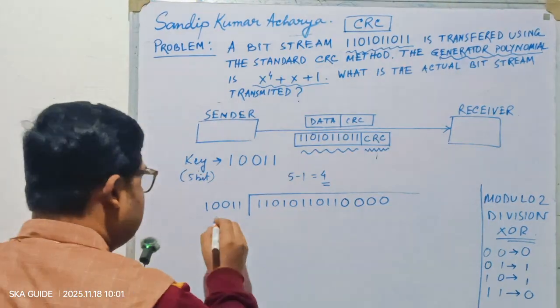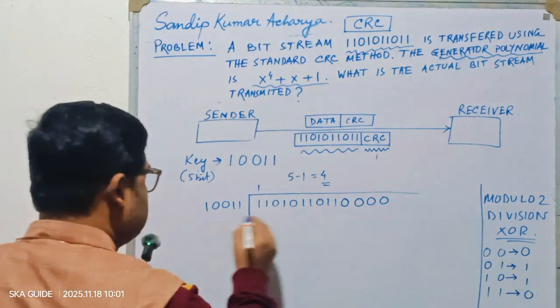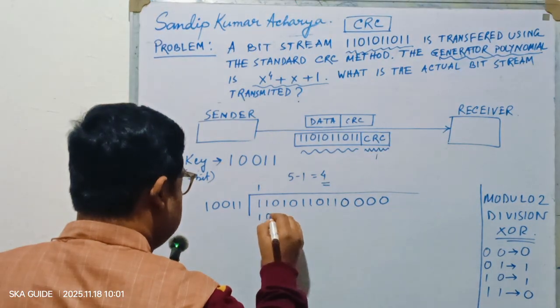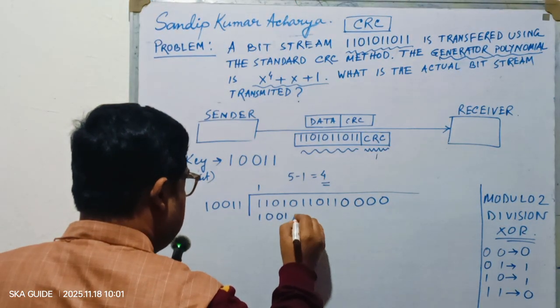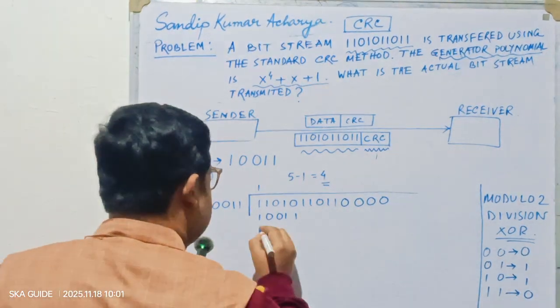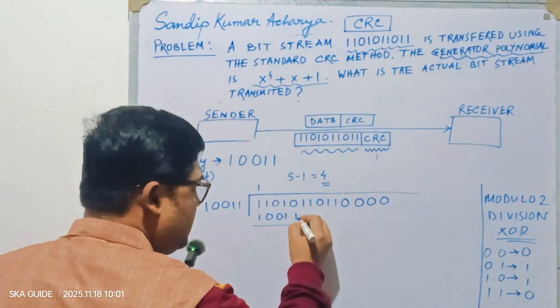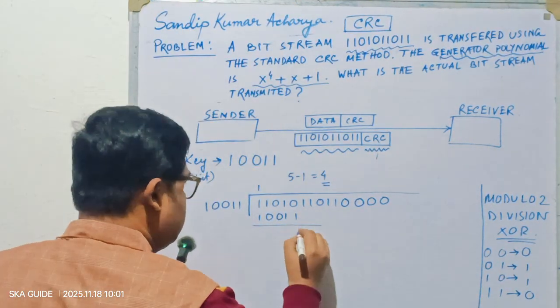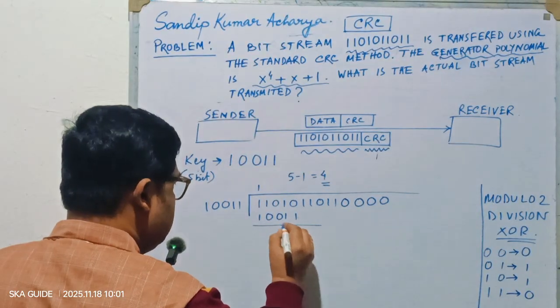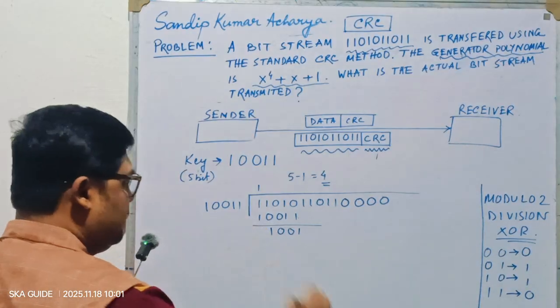Now this goes once, so it will be 1 0 0 1 1. We are doing the division. Now we are applying the XOR gating. 0 and 1 gives you 1, so it is 1. 1 1 gives you 0. 0 0 gives you 0. 0 and 1 gives you 1. This one is 0.